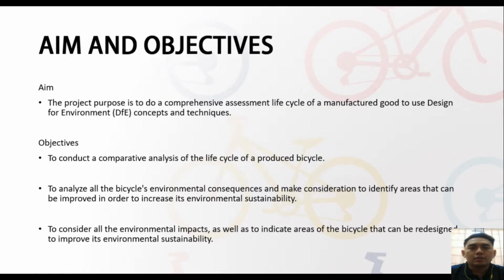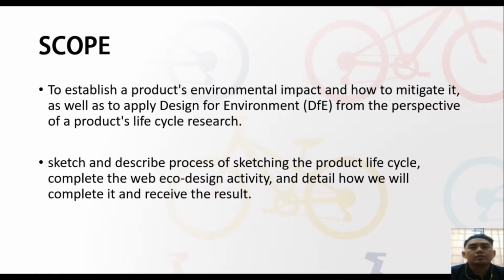To consider all the environmental impact as well as to indicate areas of the bicycle that can be redesigned to improve its environmental sustainability. The scope of our project is to establish a product's environmental impact and how to mitigate it, as well as to apply design for environment, DFE, from the perspective of product life cycle research. Second, sketch and describe the process of sketching the product life cycle, complete the web eco design activity, and detail how we will complete it and receive the result.